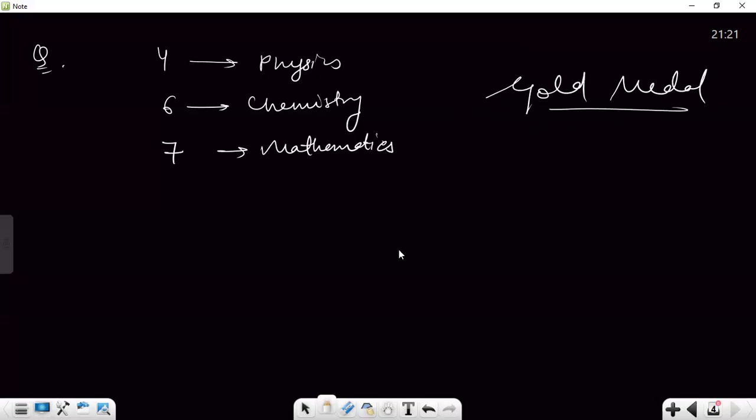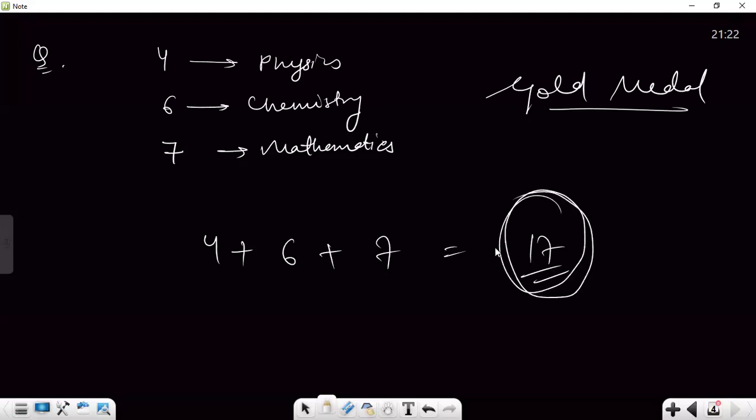So whether a physics student will win it, or a chemistry student, or a mathematics student. So the event in which the physics student will be winning it will be independent of others. Okay. So 4 for physics, plus 6 chemistry plus 7, basically 17 ways. There are 17 students, 17 ways in which the selection can be made for giving the gold medal. Clear? Clear, everyone? Yes, sir.